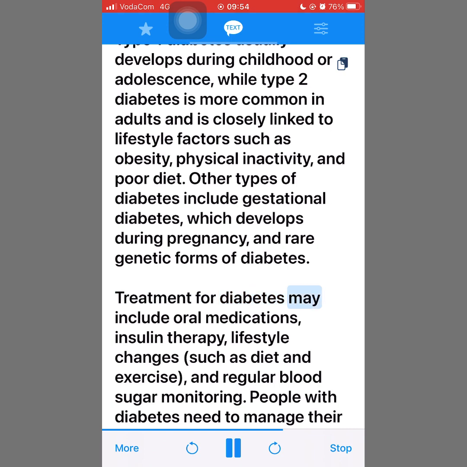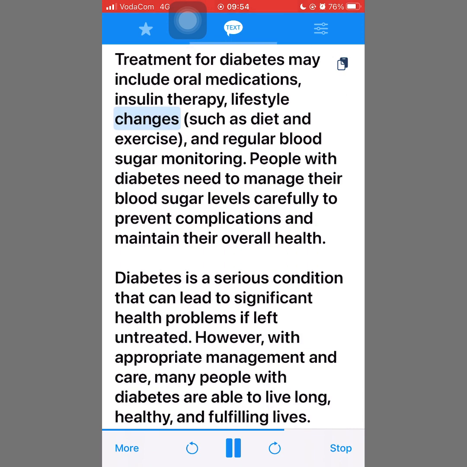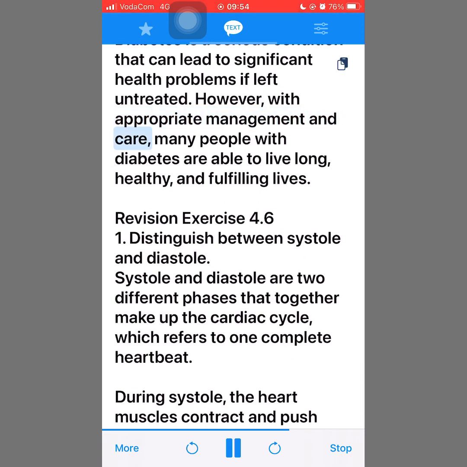Treatment for diabetes may include oral medications, insulin therapy, lifestyle changes, such as diet and exercise, and regular blood sugar monitoring. People with diabetes need to manage their blood sugar levels carefully to prevent complications and maintain their overall health. Diabetes is a serious condition that can lead to significant health problems if left untreated. However, with appropriate management and care, many people with diabetes are able to live long, healthy, and fulfilling lives.